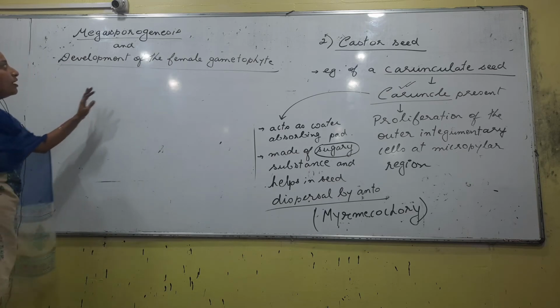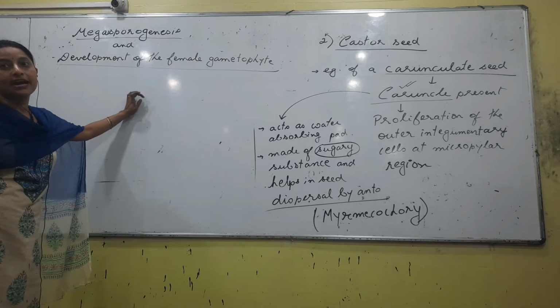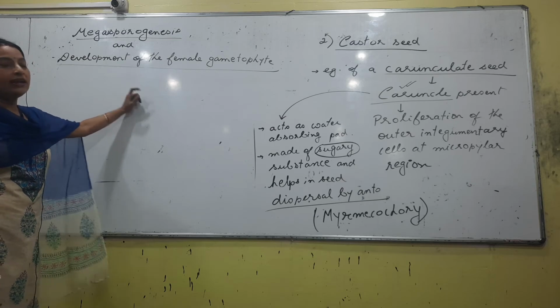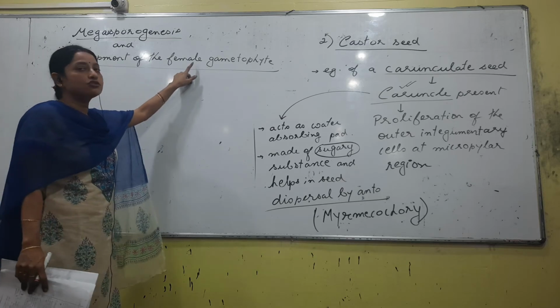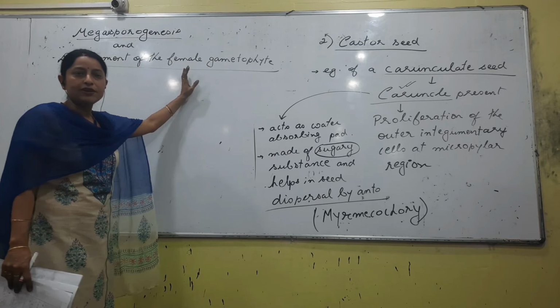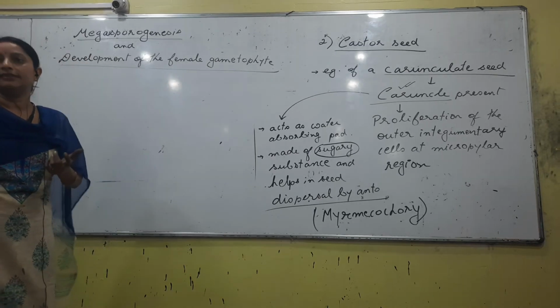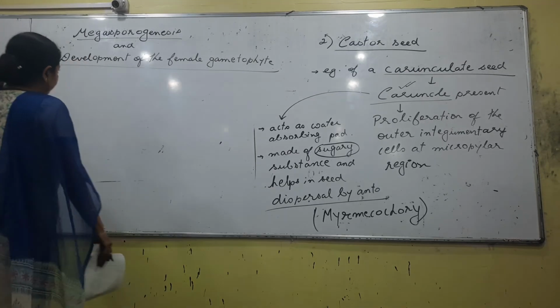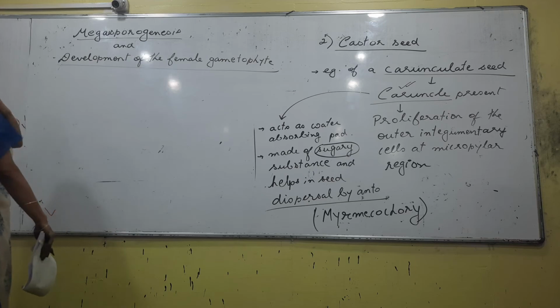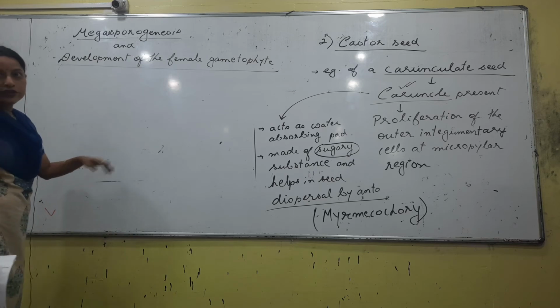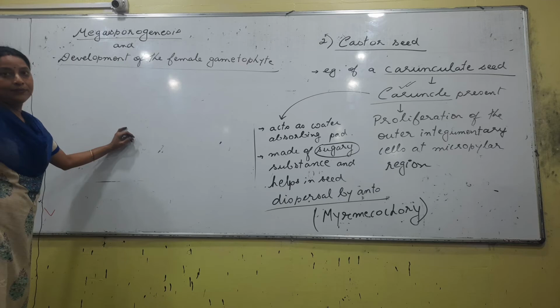So, we will be talking about who forms the megaspores and how does the megaspore develop, right? Megaspore could also be called as female gametophyte because inside the megaspore we have what? The egg, right? So, we have the ovary, inside the ovary we have the ovule, inside the ovule we have the egg.